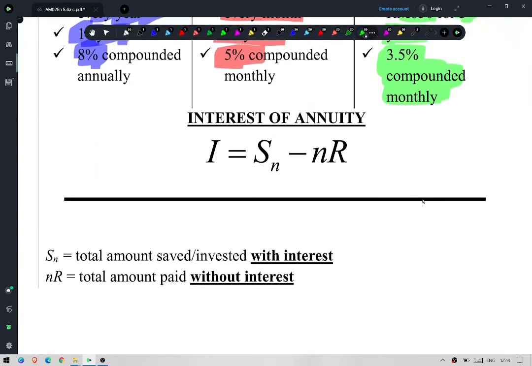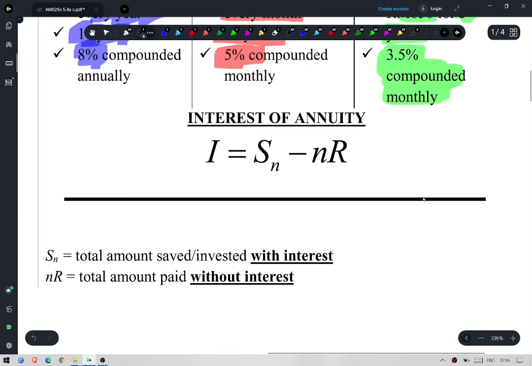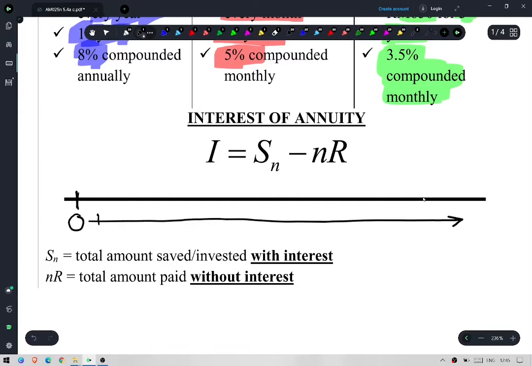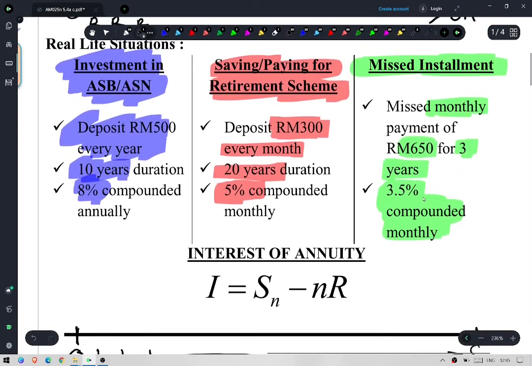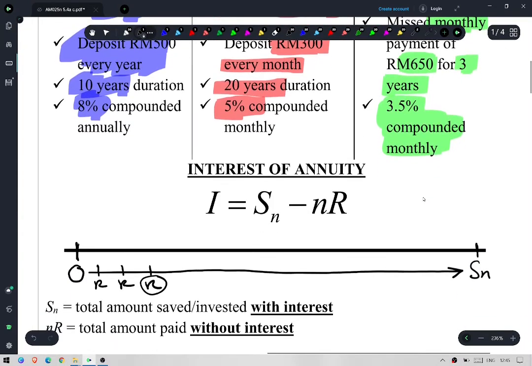Now, how do we get the interest of annuity? When we start from 0, and then we keep accumulating money by paying regular payments until we get SN, the R is without interest. Because we pay monthly to save money, the 500 or 600 here doesn't include the interest yet. The bank doesn't count it yet.